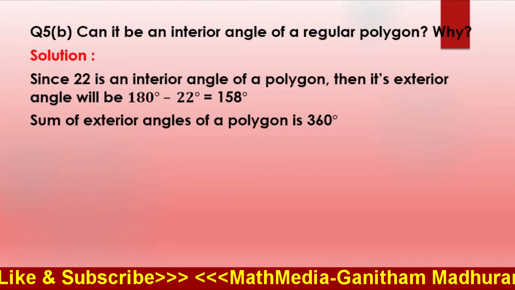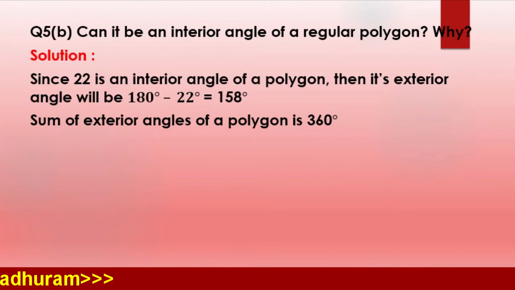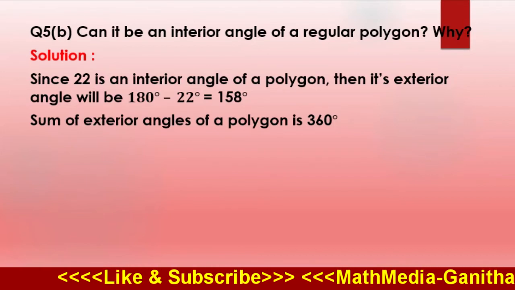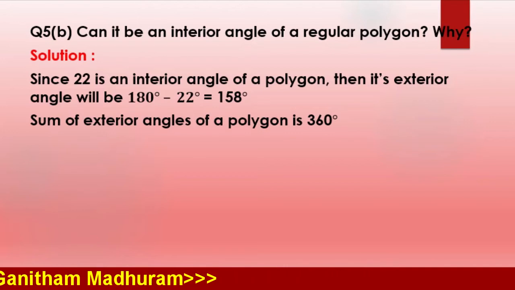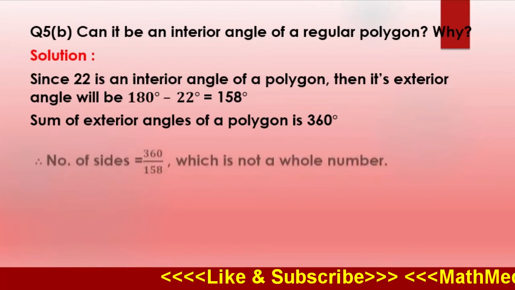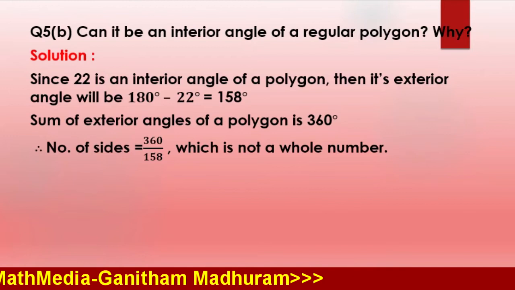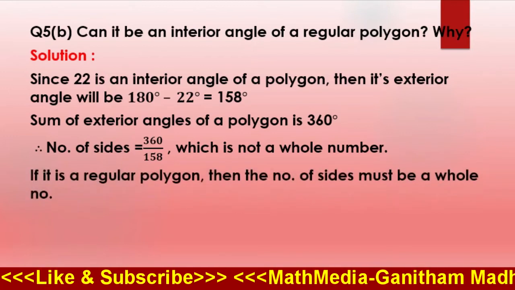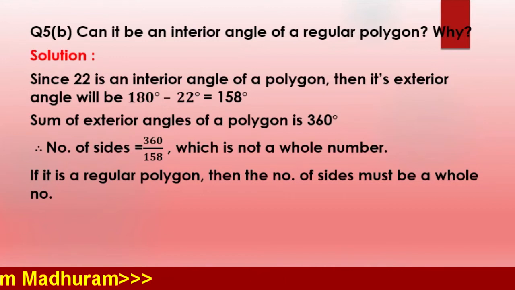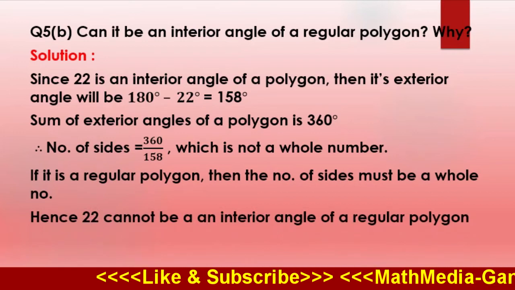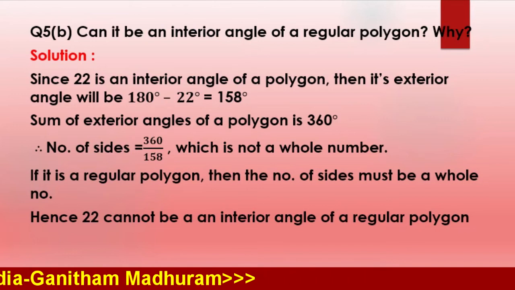How? The sum of the measures of the exterior angles of a polygon is 360 degree. One of the exterior angles is 158 degree. Hence, the number of sides equals 360 upon 158, which is not a whole number. If it is a regular polygon, then the number of sides must be a whole number only. But here we are not getting a whole number, hence 22 degree cannot be an interior angle of a polygon also. So 22 degree cannot be an exterior angle or interior angle of a regular polygon.